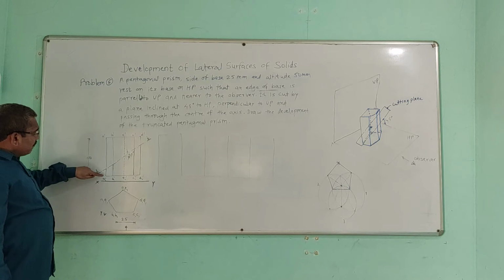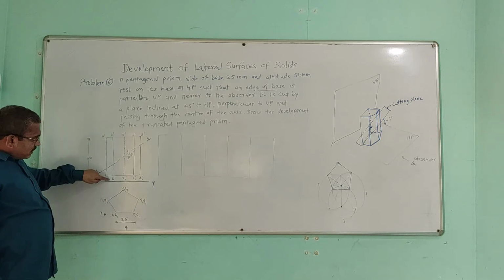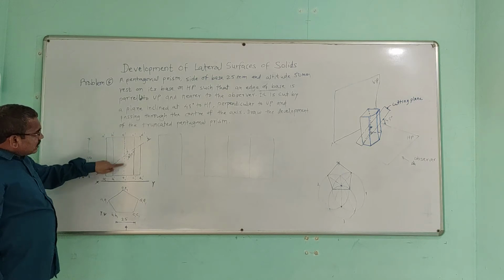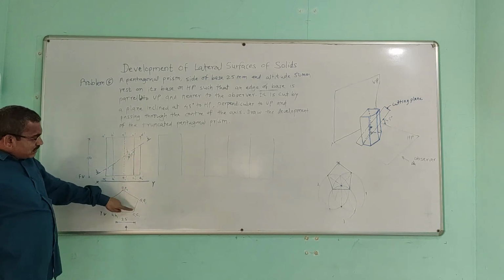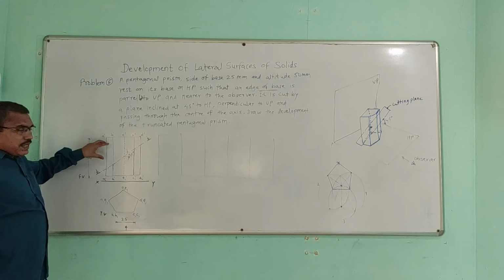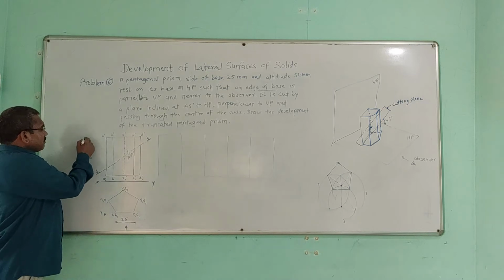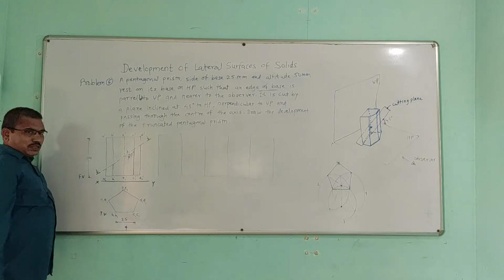So you will find A dash, A1 dash, B1 dash, E1 dash, C1 dash, D1 dash. These are the projection of the front view of the pentagonal prism. Then the height of this pentagonal prism is 50, so let us mark the height dimension 50.